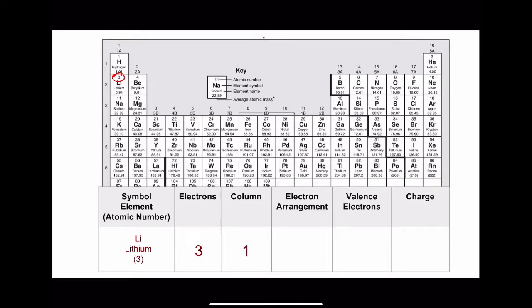We're in column 1, and our electron arrangement is a little bit different this time because now we have this inner shell. So we had one shell when we were looking at row 1.